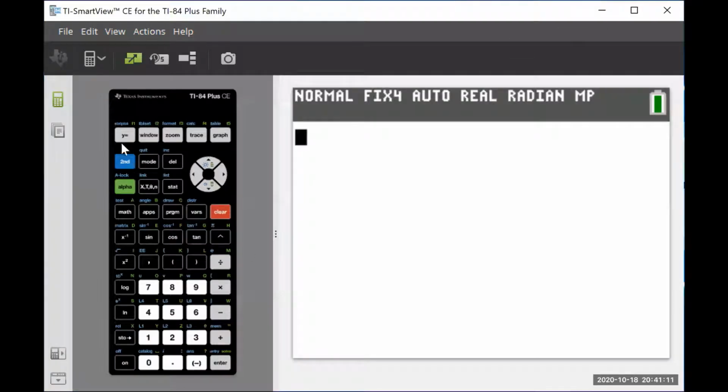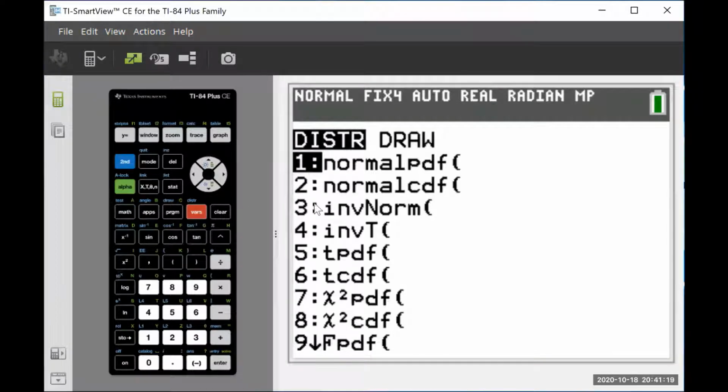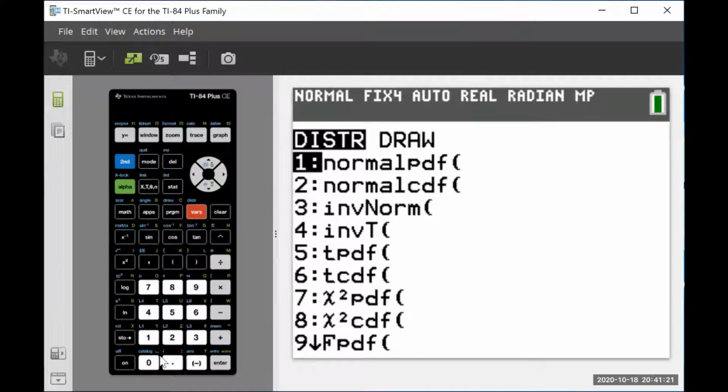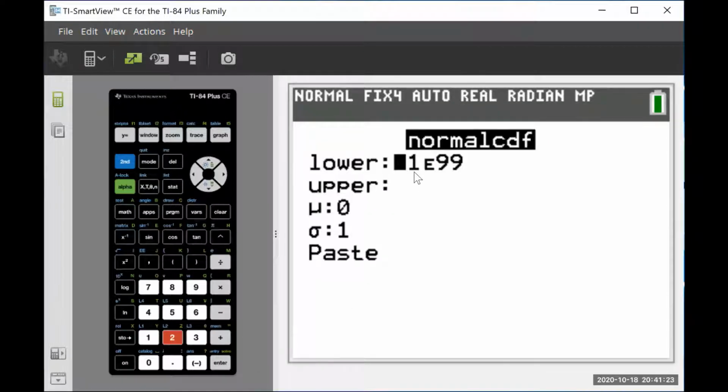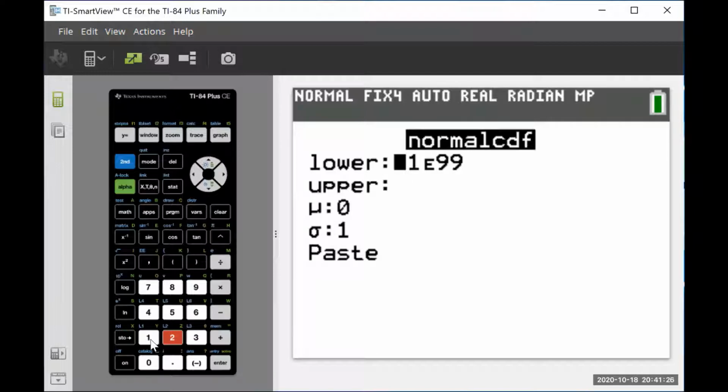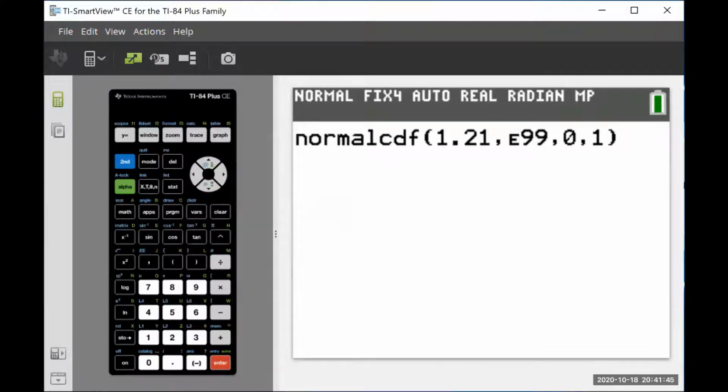In TI-84 calculator, we go to second and then vars here to access the distribution, and we are looking for normal CDF, which is number 2. The lower boundary for the area in this case is 1.21. Upper boundary is infinity or E99. We can get E by pressing second and comma. And then 99. Mean is 0. Standard deviation is 1. Paste that information in the main screen and hit enter.